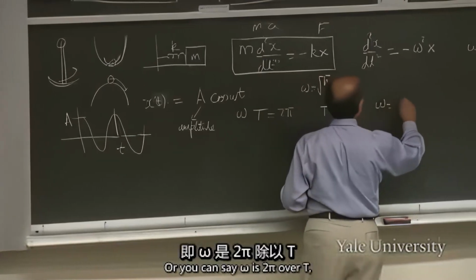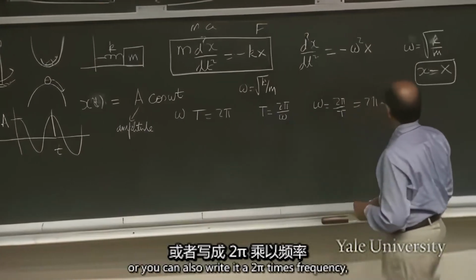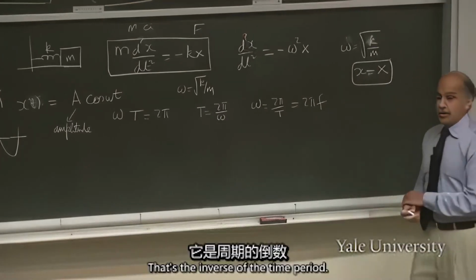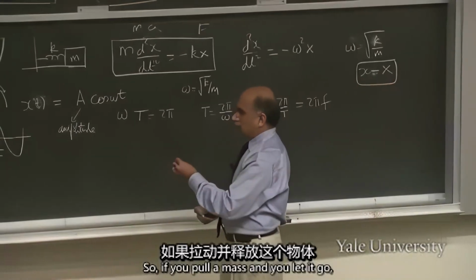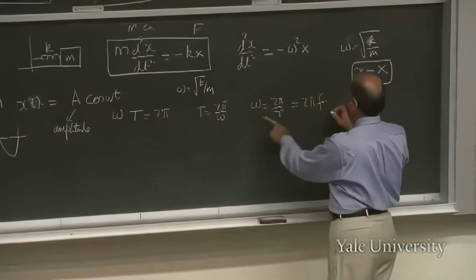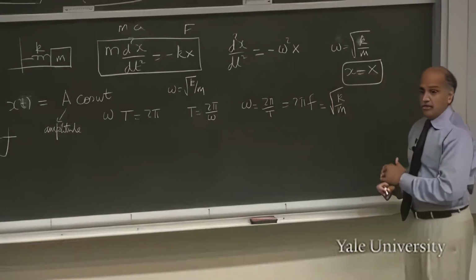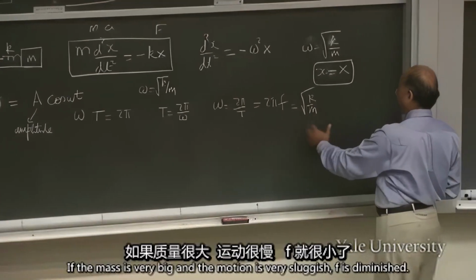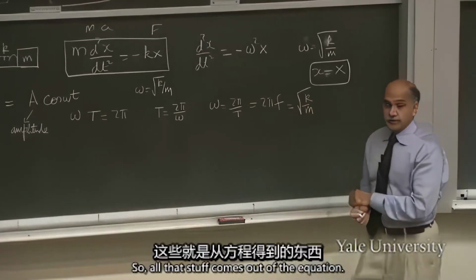Or you can say omega is 2 pi over T, or you can also write it as 2 pi times the frequency, where frequency is what you and I would call frequency: how many oscillations it does per second. That's the inverse of the time period. So if you pull a mass and you let it go, it oscillates with a frequency which is connected to the force constant and the mass. If the spring is very stiff and k is very large, frequency is very high. If the mass is very big, the motion is very sluggish and f is diminished.